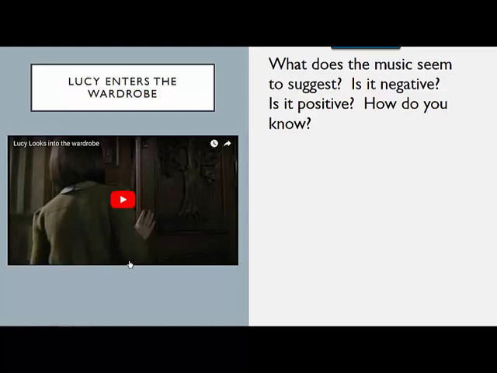And I'm going to be pausing it at different points. And during this first little segment that you're going to watch, I want you to pay attention to the music. What does the music seem to suggest? Is it negative? Is it positive? And how do you know?